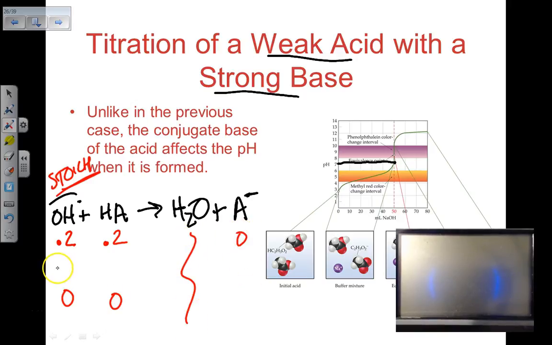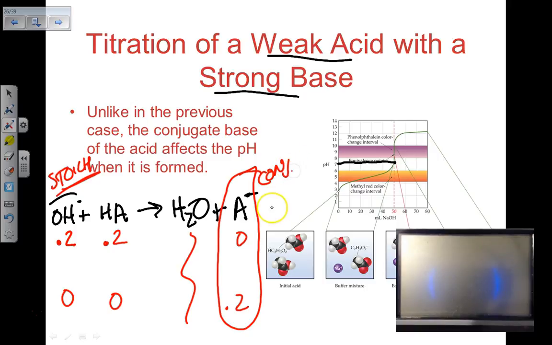Okay, at the end here, this is 0.2. Well, what is this compound? This is the conjugate base. And what's the pH, would you guess, of a conjugate base? It's above 7. So this is the chemistry behind a titration.